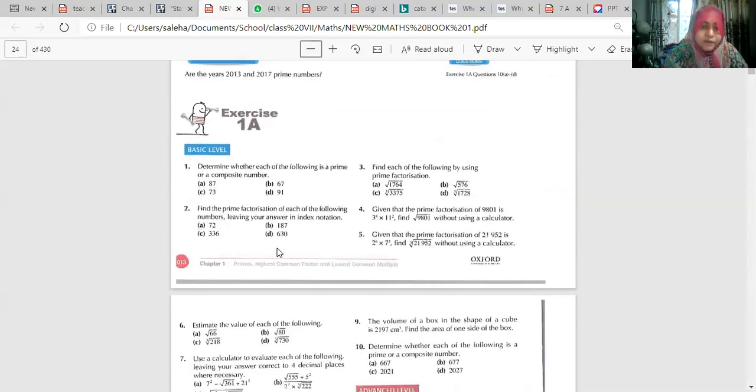Yes, here. So this question number 1, you need to do: 87, prime or composite? 67, prime or composite? 73, prime or composite? 91, prime or composite? That's the work we are going to do.